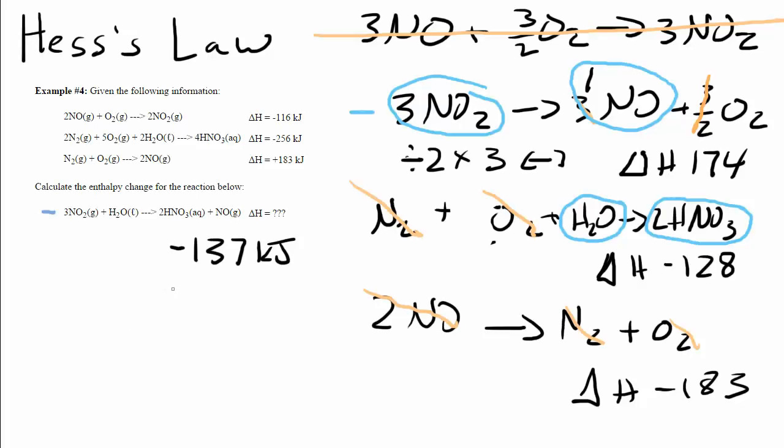So there you go. This is a little bit more complicated, but with a little practice, almost everybody can learn how to use Hess's law to find the delta H, the change in enthalpy for a reaction using its partial reactions. So thanks for watching.